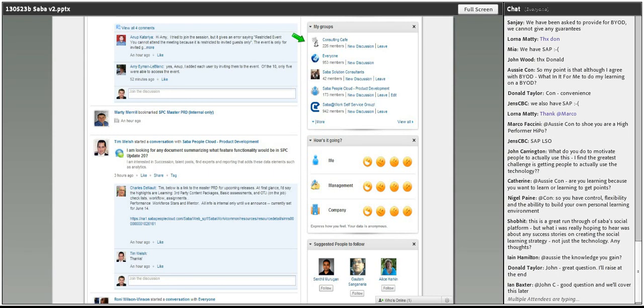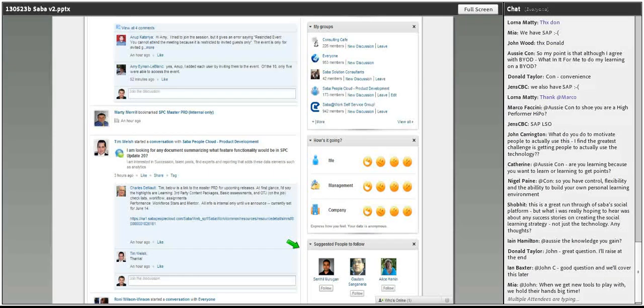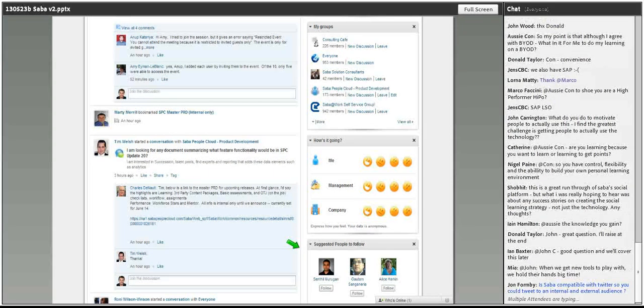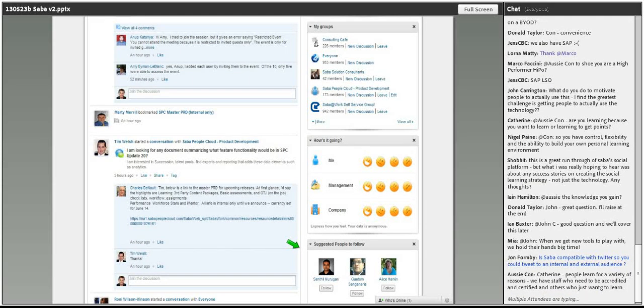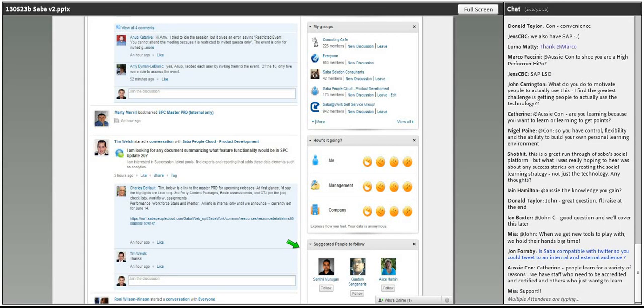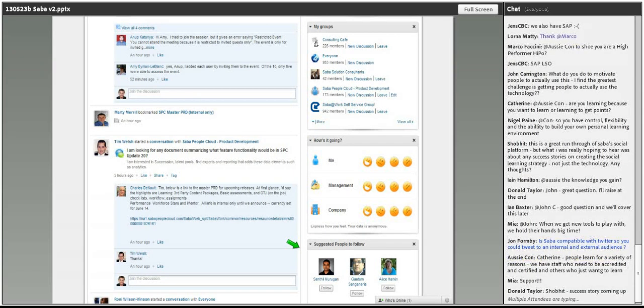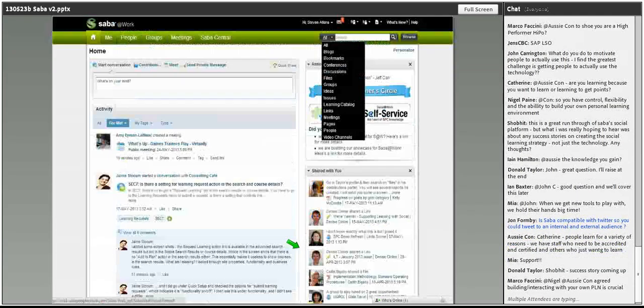And as I move down, we can even have things like sentiment analysis. I can see the groups again, suggested people that I follow. So along those familiar concepts of Facebook status updates, Twitter-like following people, finding useful people that might be contributing resources, we support that within the Saba People Cloud.